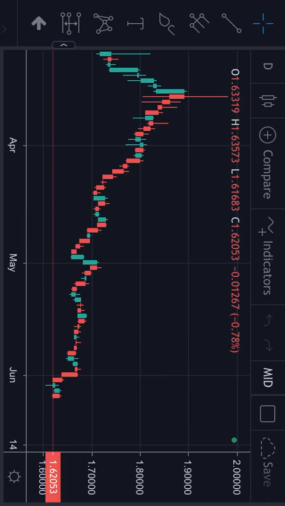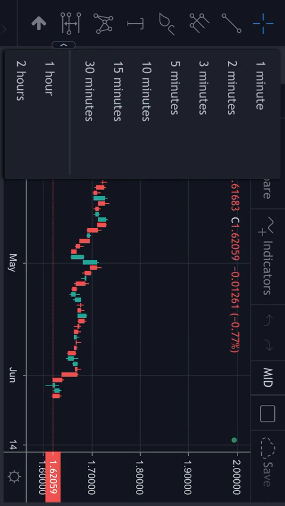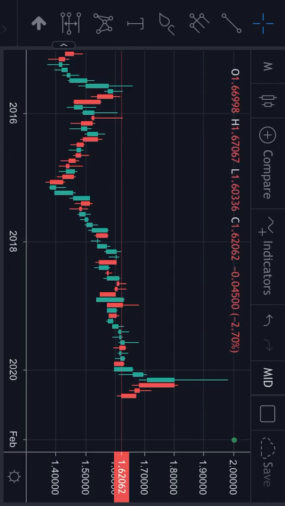Okay, so to get the bigger picture, I always start with a monthly. And immediately you see the rejection that happened close to the $2 mark. The big, large green candle with the long wick, that tells me that there was rejection in that area.